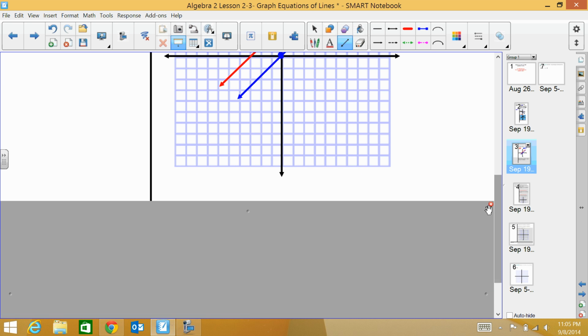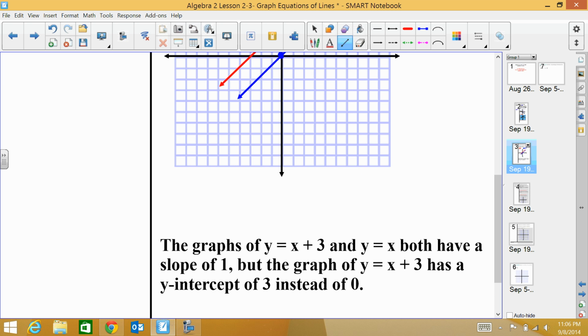And I wrote that down here for you guys to see too. So they both have a slope of 1, but this one has a y-intercept of 3, and the other one had a y-intercept of 0. So in your homework questions, when it asks you to compare those, what you're going to do is just compare the slopes and the y-intercepts, basically.